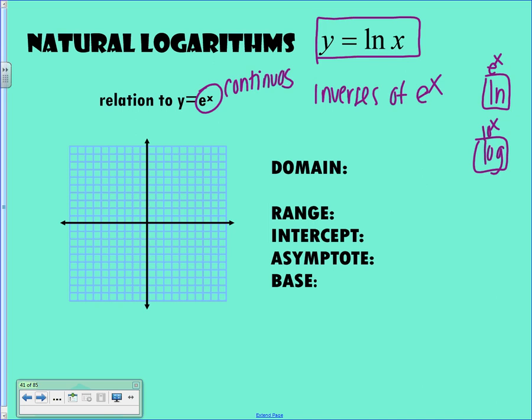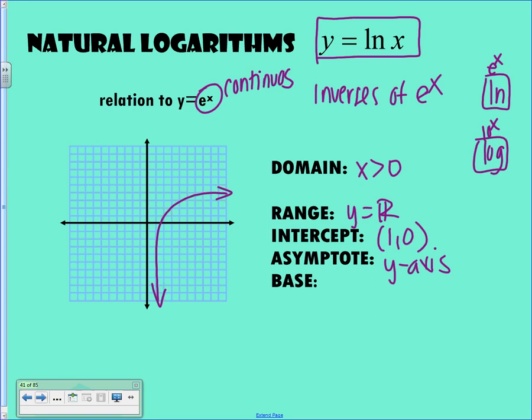If you were to graph ln of x, it's going to look just like the log, because both of those exponential graphs look the same. So therefore, our domain is the same as before. And so is our range, which is the inverse of what we looked at earlier in the chapter. Again, our intercept is (1, 0), and our asymptote, again, is the y-axis. So the exact flip of exponentials. And our base here is e, because it's the inverse of e to the x.